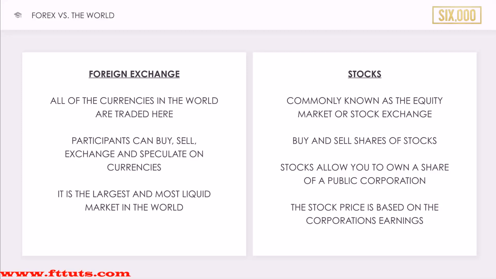Stocks, commonly known as the equity market or stock exchange, you can buy and sell shares of stocks, of course. Stocks allow you to own a share of a public corporation, and the stock price is based on the corporation's earnings. Now, most of you have probably heard of the stock market before, especially if you've watched films like The Wolf of Wall Street, and that's actually why many people get into trading, of course, for the wrong reasons, but it is a source of inspiration, I suppose, or motivation for many people. That's why most people have heard of financial markets such as maybe Forex or stocks. Stocks is typically the main one that people know about.